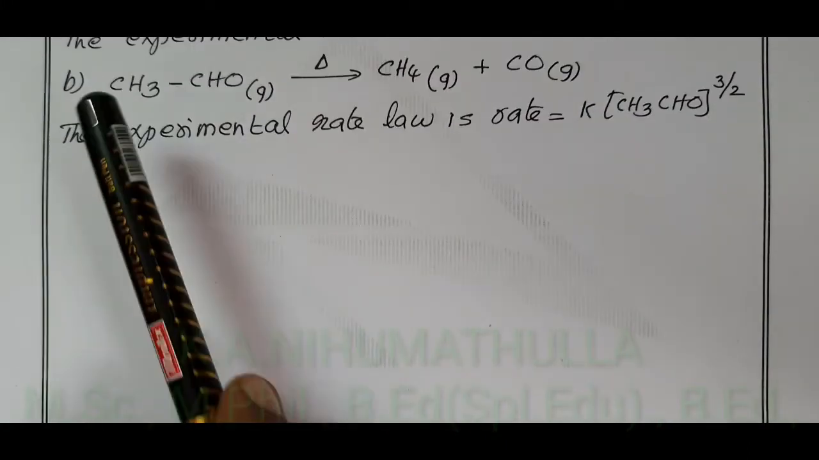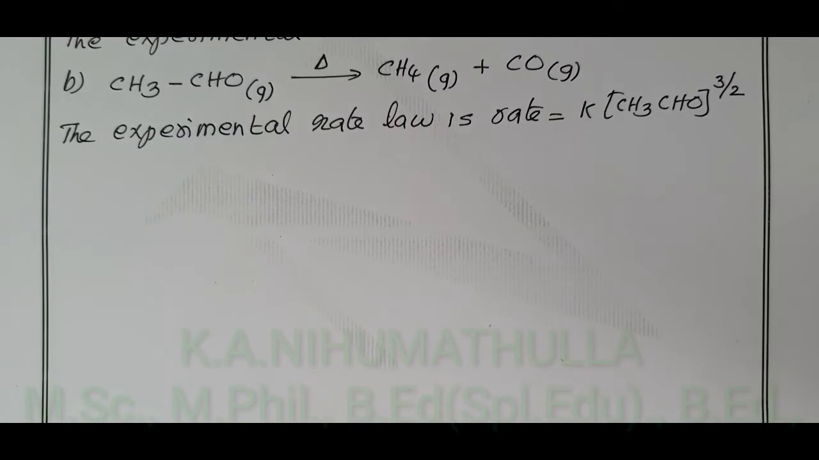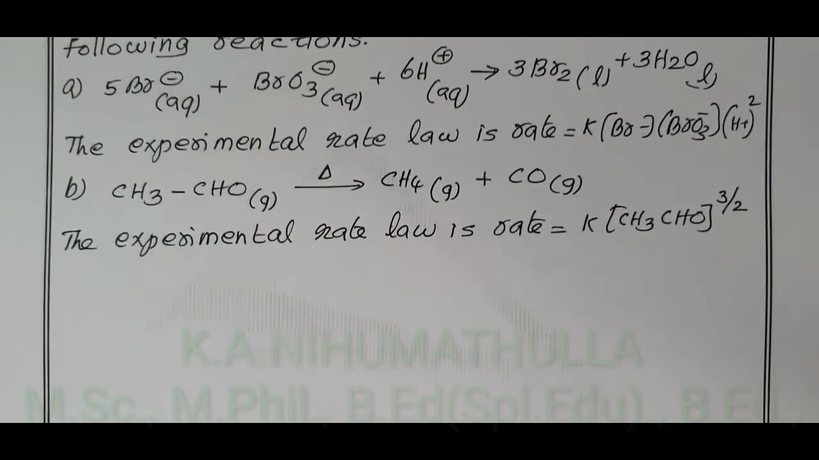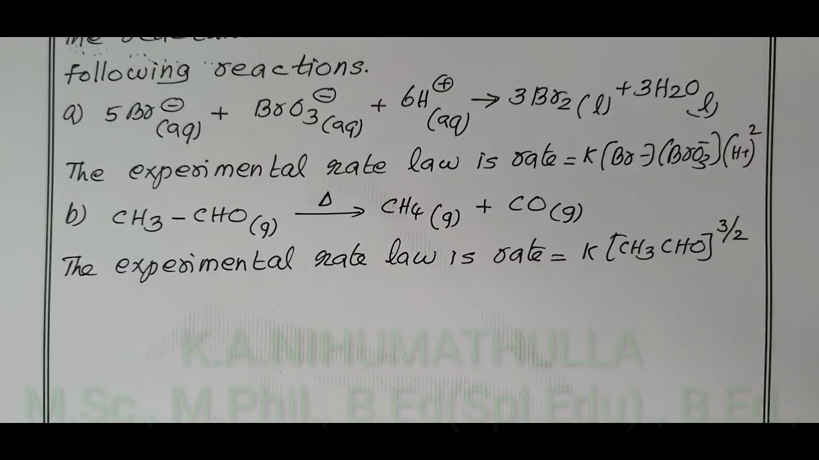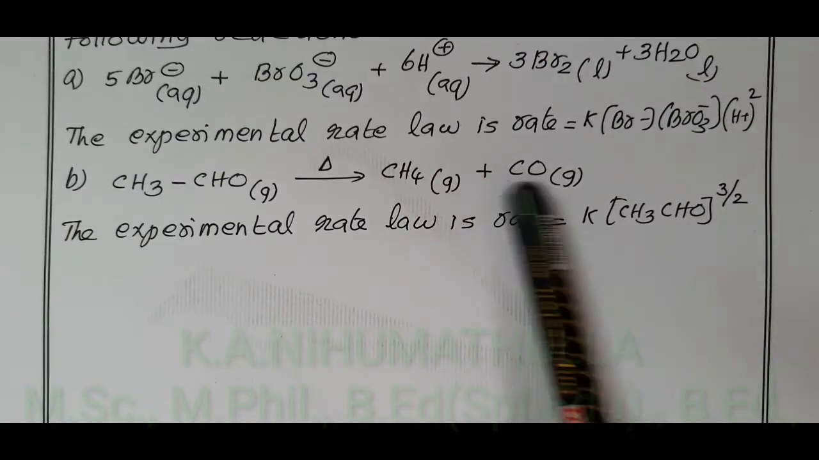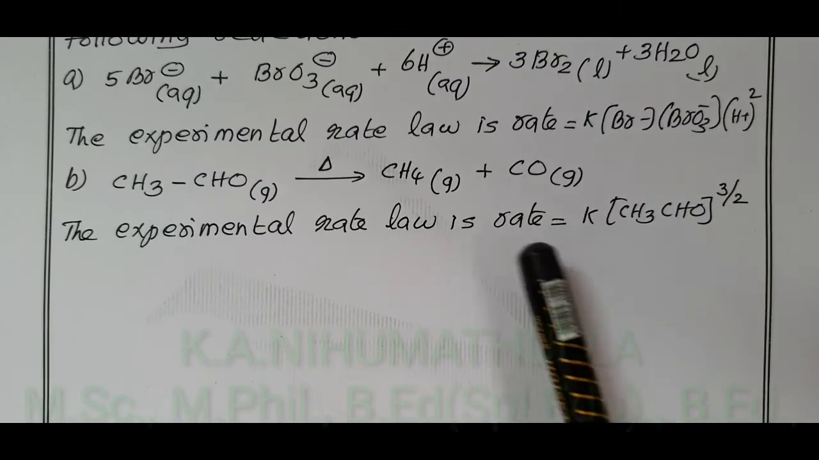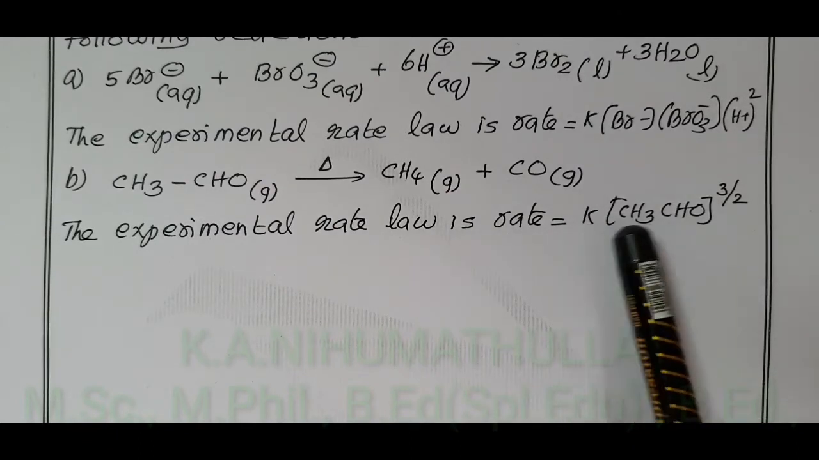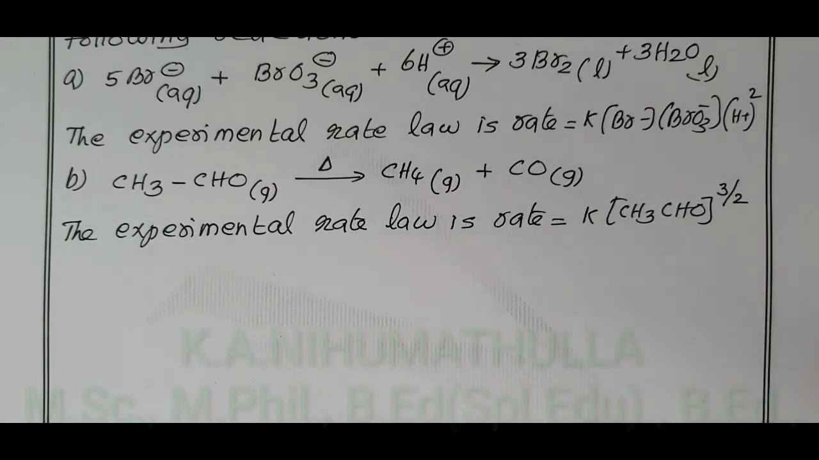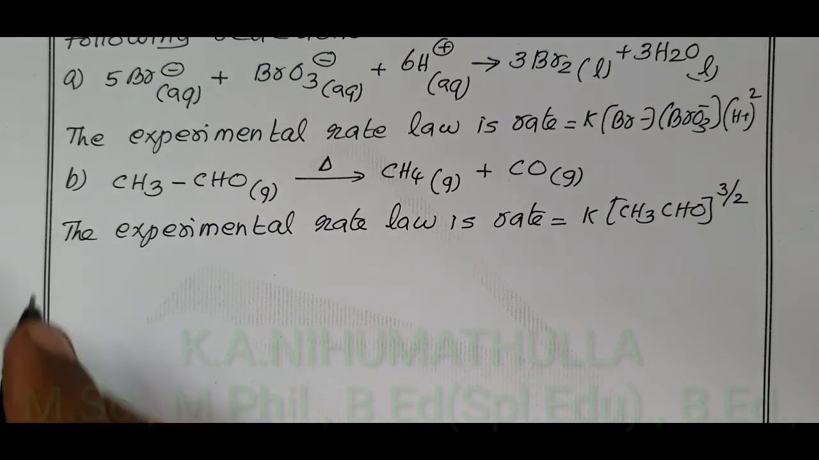The second problem is acetaldehyde, which on heating gives methane and carbon monoxide. The experimental rate law is rate equal to K into concentration of acetaldehyde power 3 by 2.